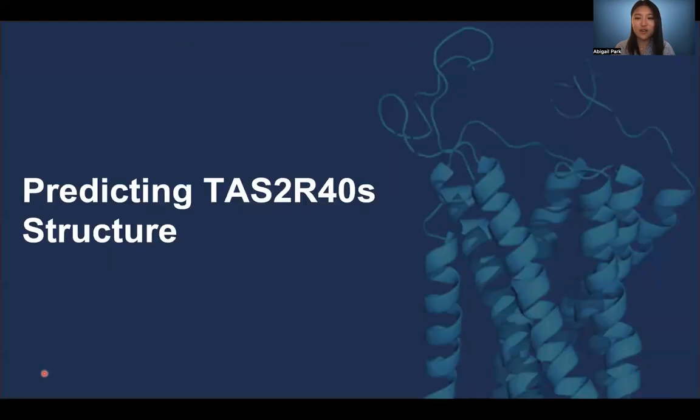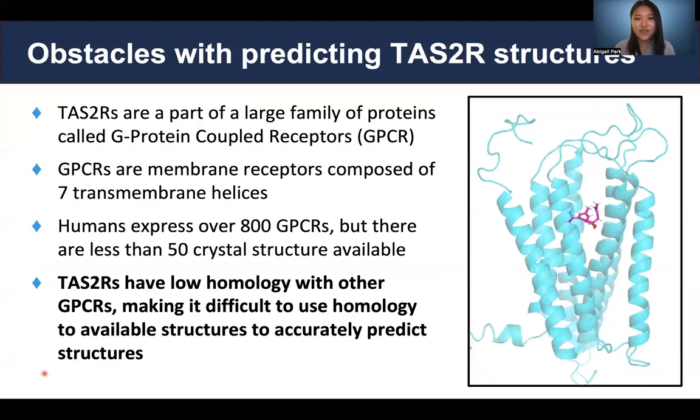So next I'll be talking about the process of predicting TAS2R40 structure. Bitter taste receptors are a part of this really large family of proteins called G protein coupled receptors, or GPCRs. And GPCRs are receptors that sit in the membrane of a cell, and they are all composed of 7 helices that go through the membrane. So in this diagram, you can see these are the 7 helices that go through the membrane. And this is the part of the protein that's outside the cell, and this is the part of the protein that's inside the cell. And you can see in pink where a ligand would come in and bind.